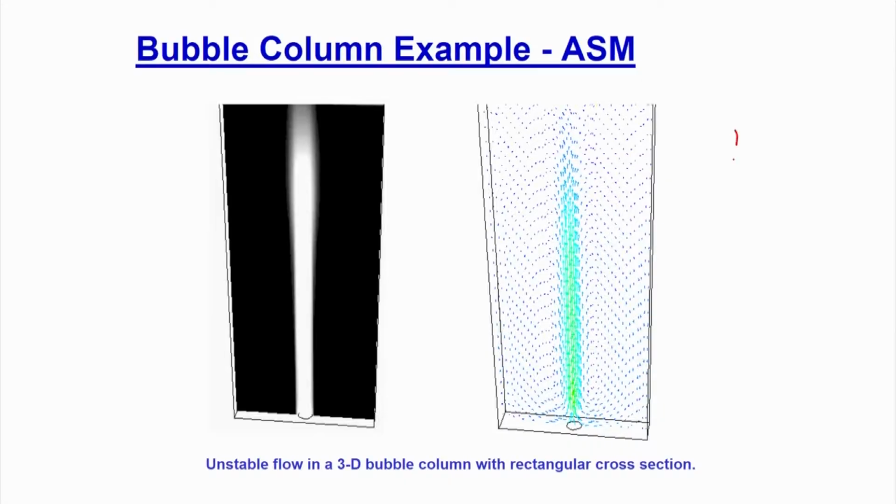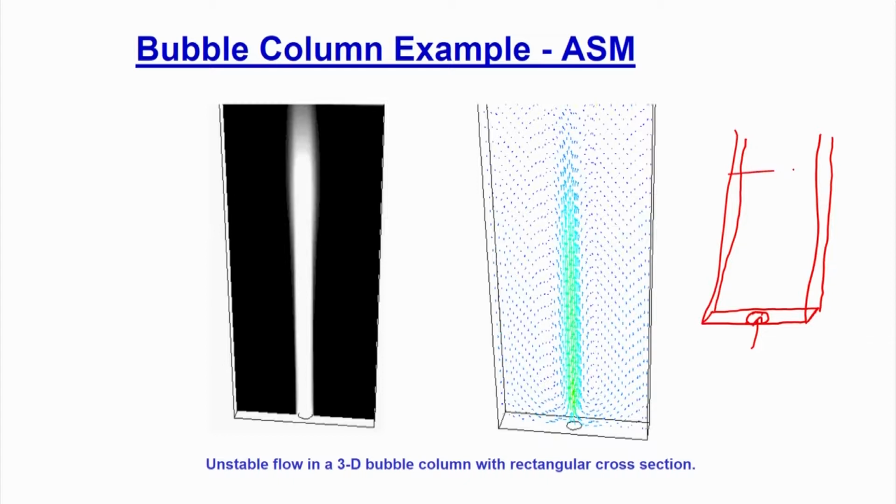So, I have shown here the example of a bubble column which has been solved by using the algebraic slip model. The geometry is a 2-dimensional column, and what we have done is there is a small width here to show that the model can be used even for a 3-dimensional domain. This is the geometry, and at the center we have made a hole of certain dimensions. I think this dimension is around 1 centimeter, and we have passed the air from this. So, this whole column is filled with the liquid, and air is passed through the center of the column.